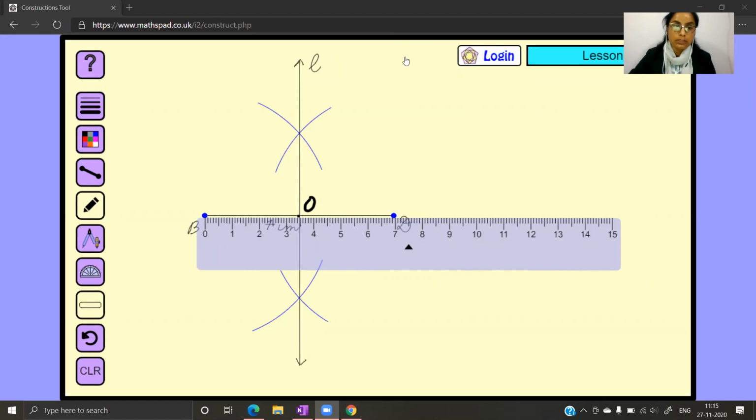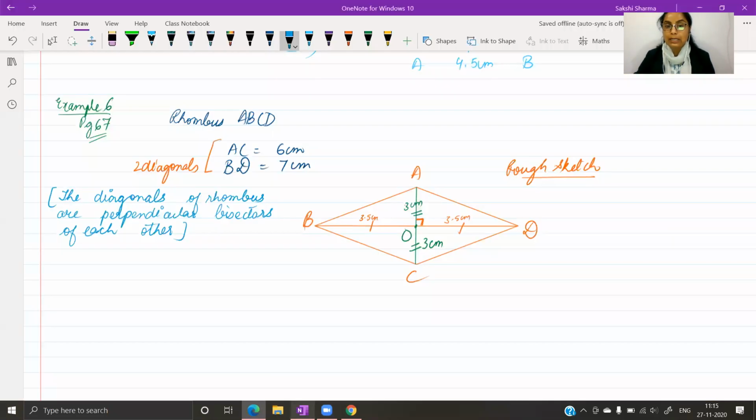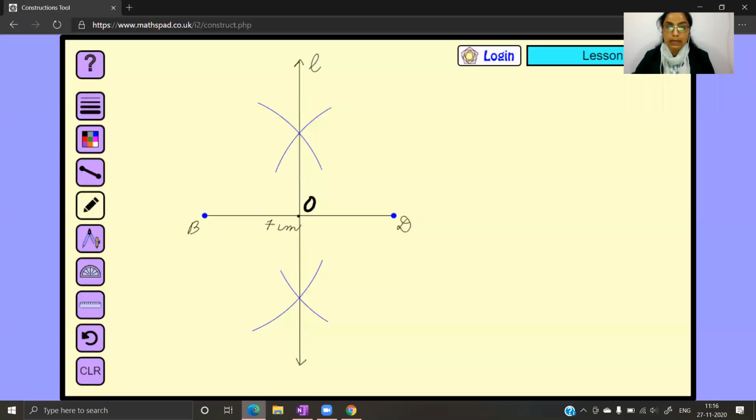Once you are done with the construction of the perpendicular bisector, the next step is to obtain the parts of the other diagonal. The other diagonal will have half above O and half below O. So go back and check the length for the second diagonal. The length for the second diagonal is 6 centimeters. So 3 centimeters, its half, will come above O, and the remaining half will be below O. Now we will do that.